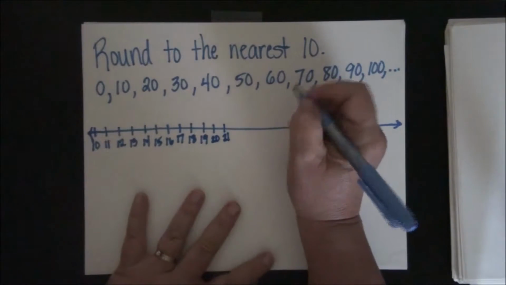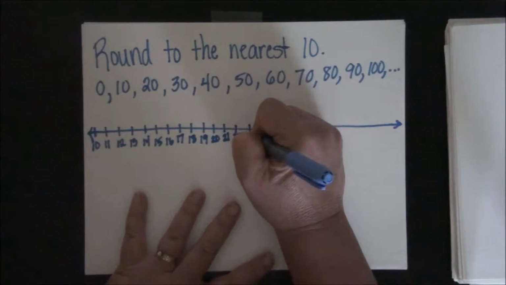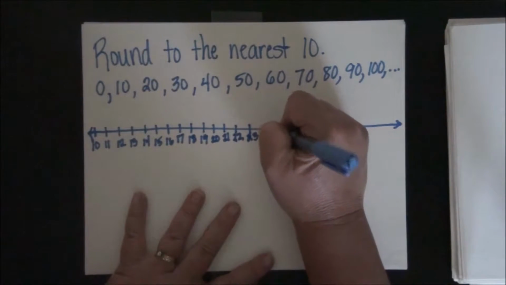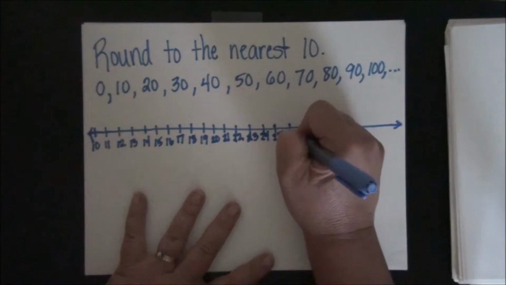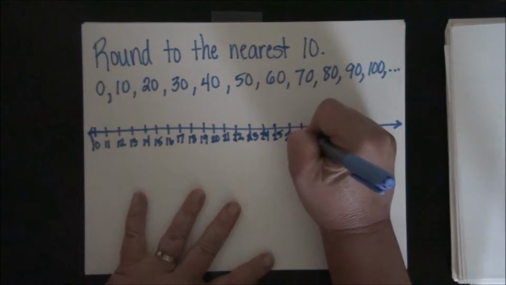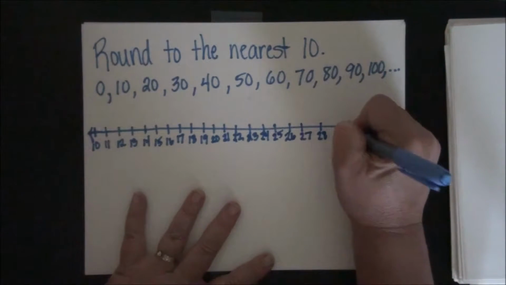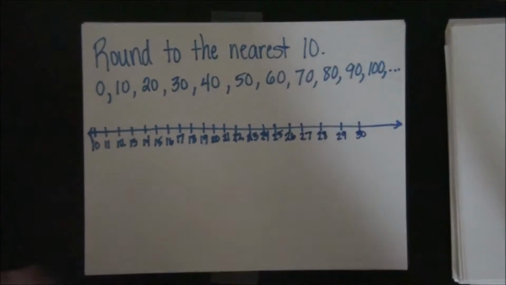I hope you're able to see this well enough. 22, 23, 24, 25. Ooh, I'm making it too squishy. 26, 27, 28, 29, 30. Okay, we don't need to go any higher. That's as far as I want to go, from 10 to 30.